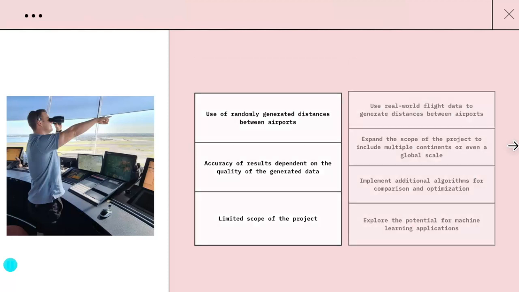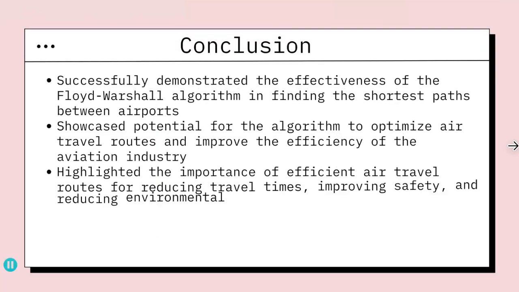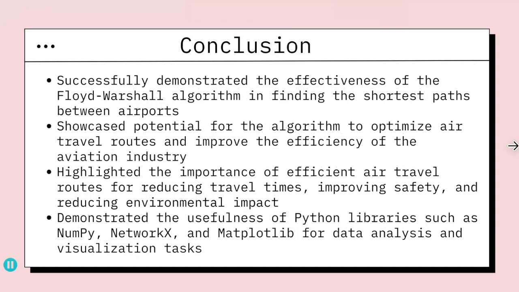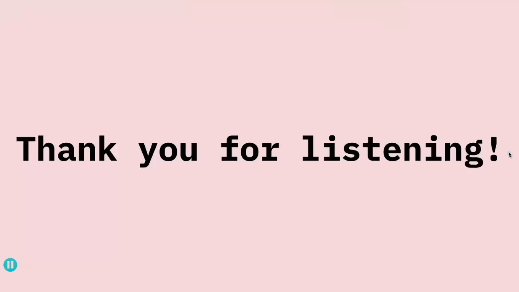And for our conclusion, we have successfully demonstrated the effectiveness of the Floyd-Warshall algorithm in finding the shortest path between airports, showcasing the potential for algorithms to optimize air travel routes and improve the efficiency of our aviation system. We highlighted the importance of efficient air travel routes for reducing travel times, improving safety, and reducing environmental impacts. We also demonstrated the usefulness of Python libraries for data analysis and visualization tasks. Thank you for listening to us.